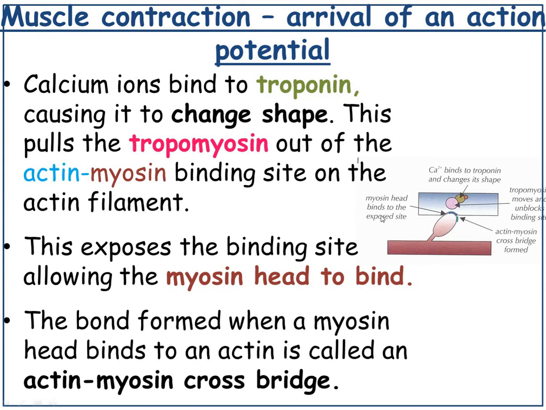So the calcium ions then bind to the troponin. This red bit here is the calcium, the troponin is the green, and that causes the troponin to change shape. What that does is pull the tropomyosin out of the way of the actin-myosin binding site on the actin filament. And therefore, the binding site is now free to allow the myosin head to bind. So a bond forms between the myosin head and the binding site on the actin, and it forms something called an actin-myosin cross bridge.